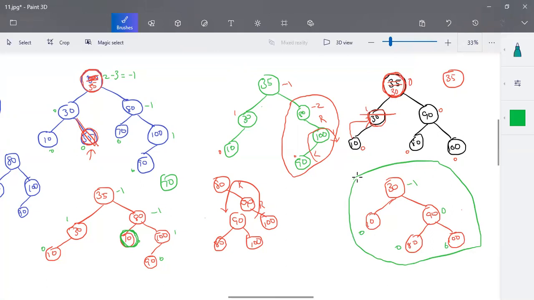So I have covered all the topics regarding how the AVL tree works, what the different types of AVL tree rotations are, how to insert a node in the AVL tree, and how to delete a node in the AVL tree.